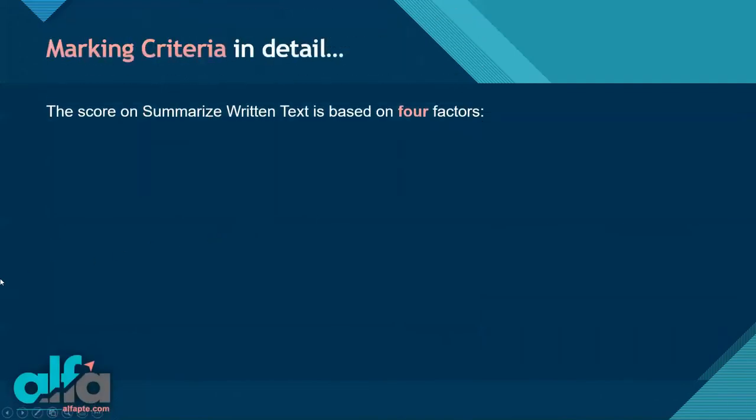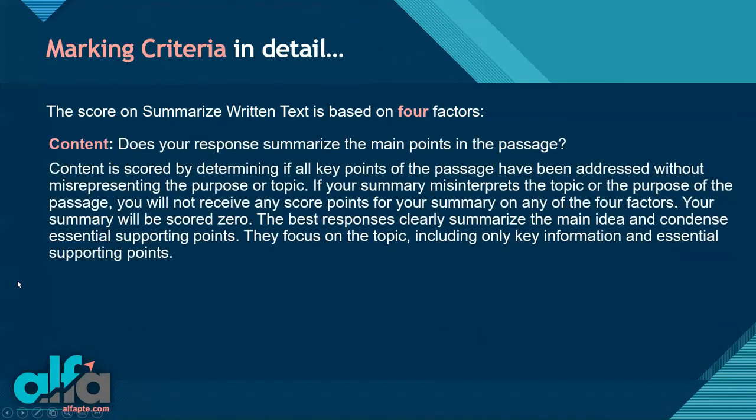The score in summarized written text is based on 4 factors. Content, always see whether your response summarizes the main points in the passage. Your content is scored by determining if all key points of the passage have been addressed without misinterpreting the purpose or the topic. If you are able to say the purpose of the passage, if you are able to clearly summarize the main idea and essential supporting ideas.